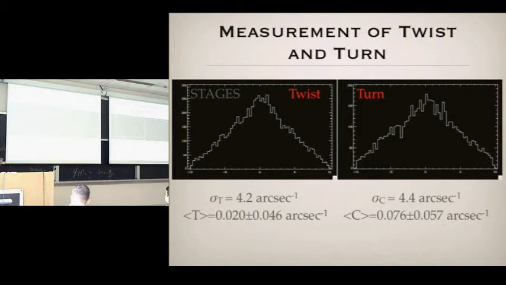We don't expect a strong gravitational twist or turn, but they will be very important, just like the B modes in shear, for looking at systematics. So for DES, T and C will be measured to within 10 to the minus 3, which will be a very important test of the systematics in those surveys.